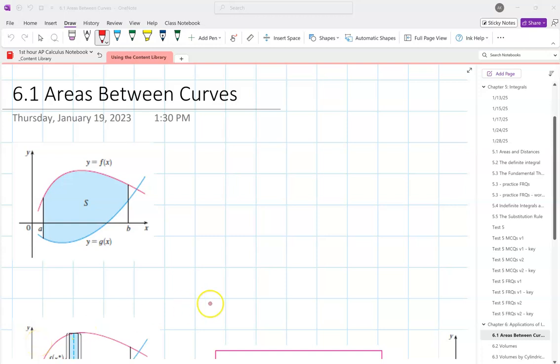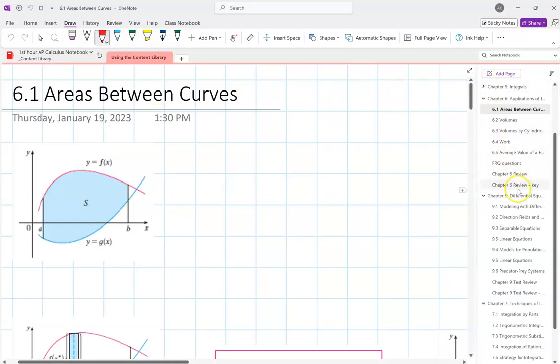So chapter 6, we're going to be looking at applications for integrals. So the first application we're going to look at is the area between two curves.